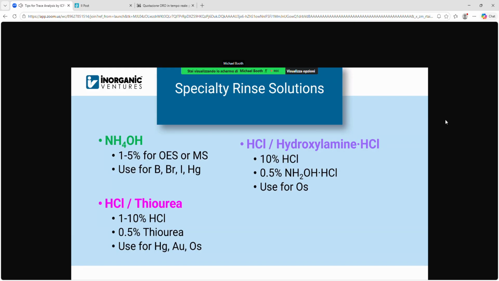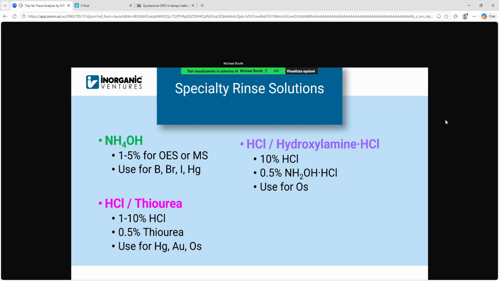Try to put a water rinse as a buffer in there as well. HCl hydroxylamine hydrochloride. This is something that we found is going to work really well if you're focusing on precious metals analysis. This was a matrix that we had found in our lab's work with osmium that works out really well. It seems to work for all the precious metals. So again, it's just kind of a specialty rinse solution. Just want to throw it out there.